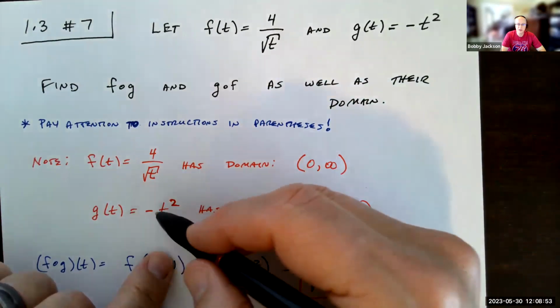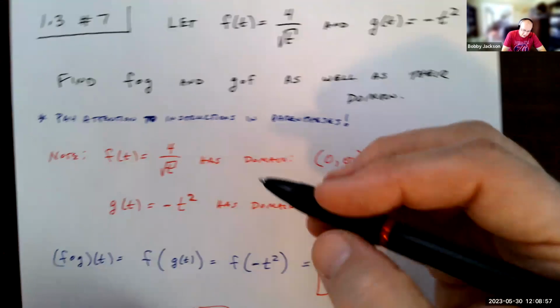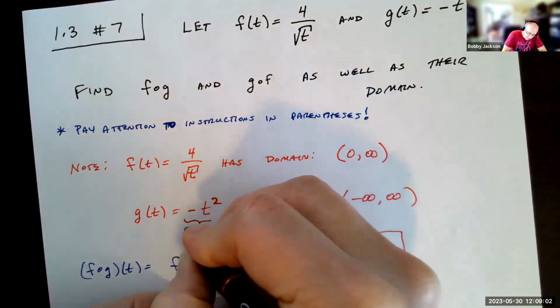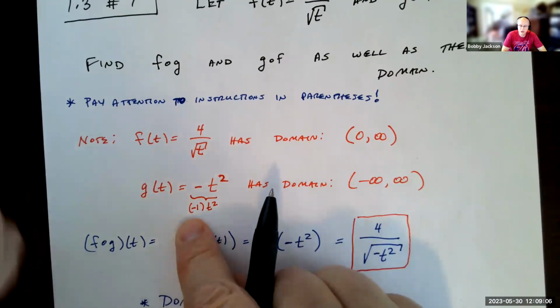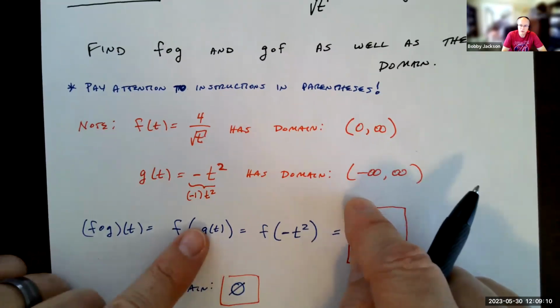For the function g of t, again, as I said, squaring t and then multiplying by -1. So again, this really is the same thing as -1 times t squared. Well, I can square any number and then multiply by -1. So the domain here is all real numbers.